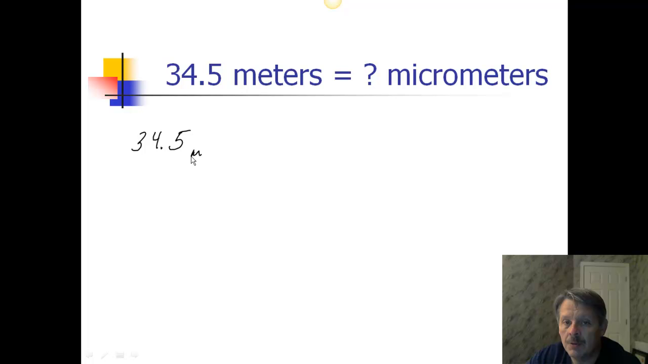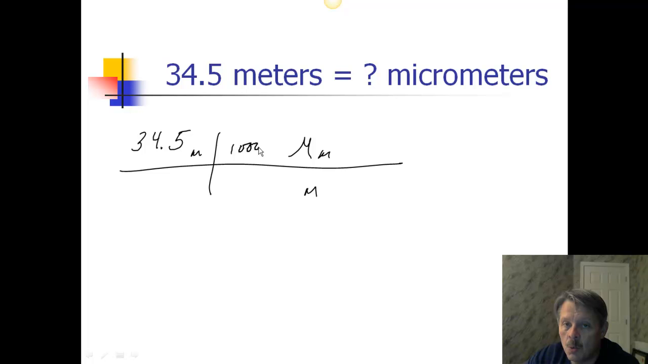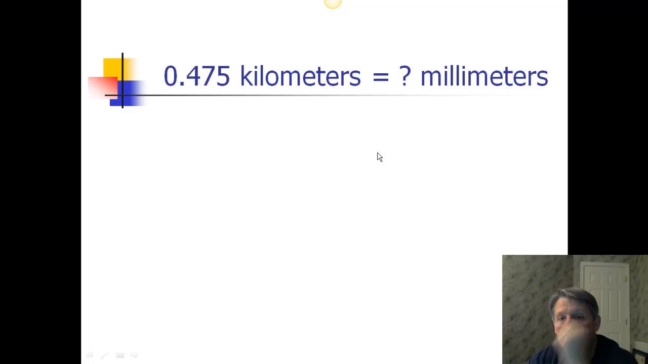Okay, we have 34.5 meters. To draw our railroad tracks, do we have a conversion between meters and micrometers? We certainly do. There are 1 million micrometers in 1 meter. So this is going to be 34,500,000 micrometers. That's a lot.